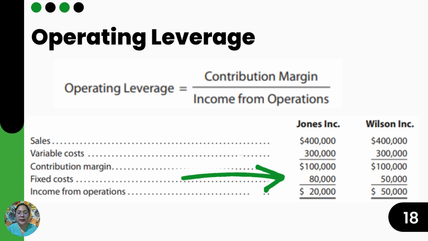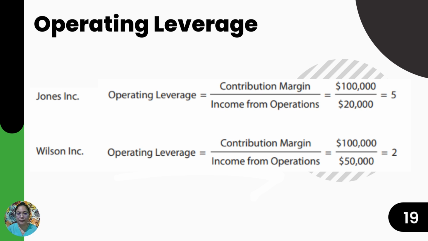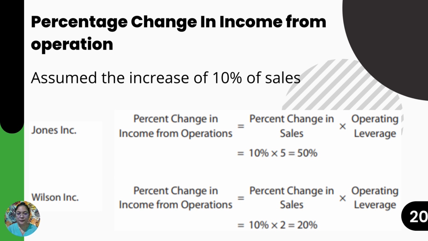Let's go to operating leverage. The relationship between a company's contribution margin and income from operations is measured by operating leverage. The difference between contribution margin and income from operation is fixed cost. Thus, companies with high fixed costs will normally have high operating leverage. Given that Jones has a higher fixed cost, it's expected that he will have higher leverage than Wilson.